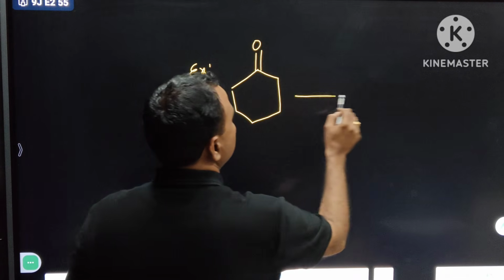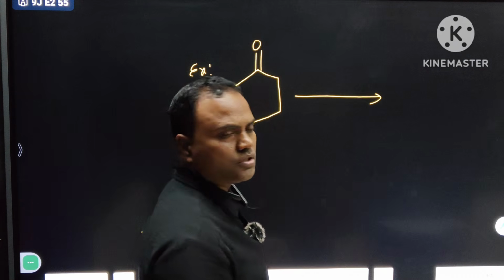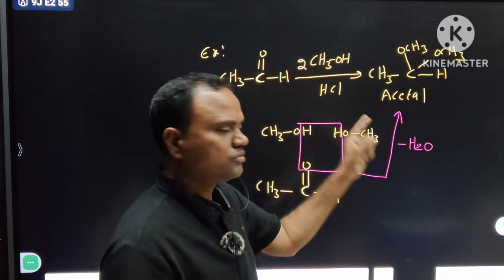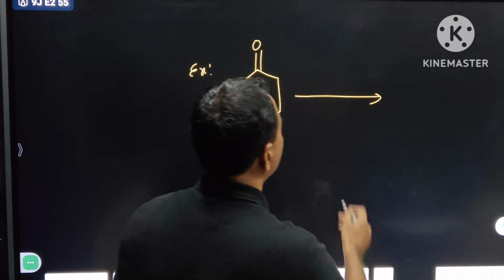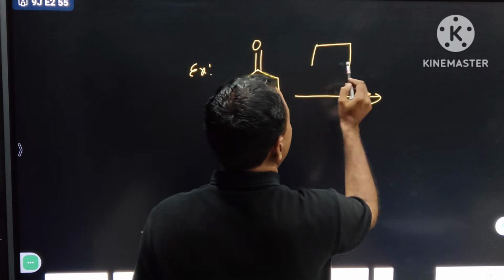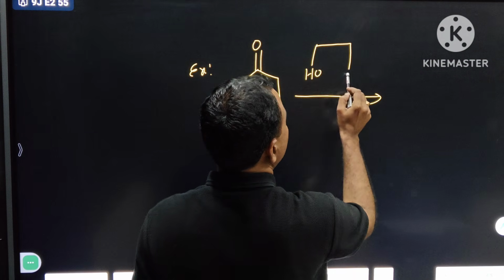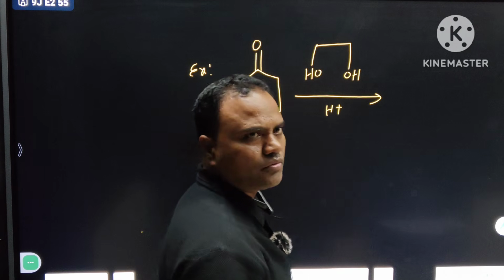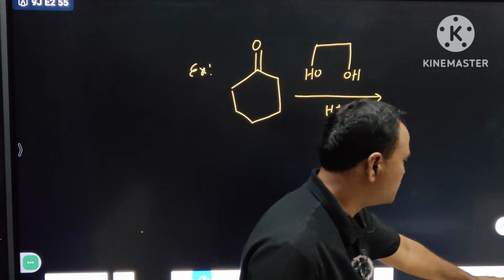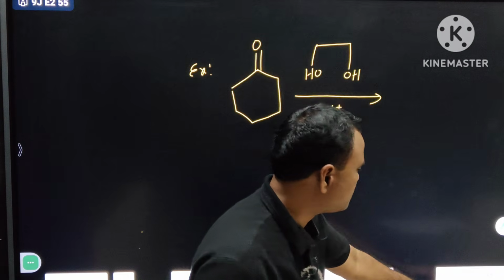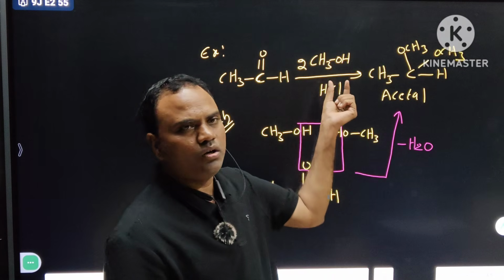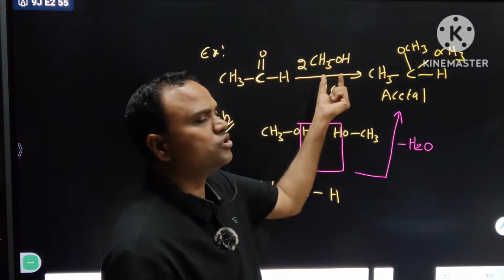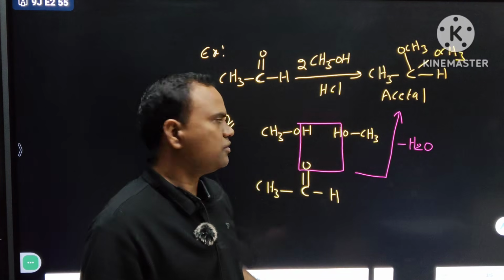This is ketone. See, instead of taking two alcohol groups, what I am doing, I am taking ethane 1,2-diol. What is its name? Ethane 1,2-diol. Actually, in the last reaction, we took 2 alcohols. Right, now what we are doing, two alcohols means two OH groups should be present for the reaction.